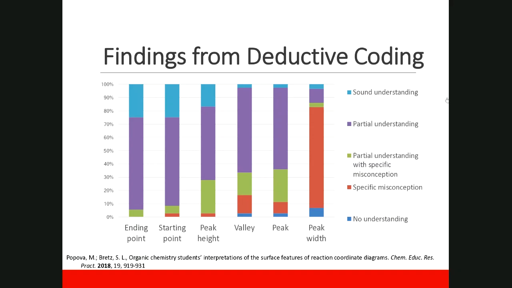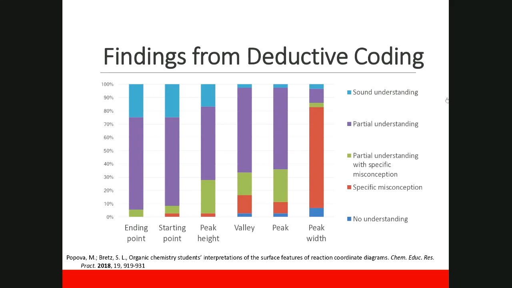If we look at the ending and the starting point, we can see that students did pretty well when interpreting the meanings of these surface features. I will remind you that what's in purple will be considered correct. It was just an incomplete answer. So if the response is in light blue and purple, that's pretty good. So that's what we see with the ending and the starting point. However, when we move on to looking at peak width, valley, and peak, we can see now responses that are coded as no understanding, specific misconception, or partial understanding with specific misconception. About 30 to 35% of responses are coded that way.